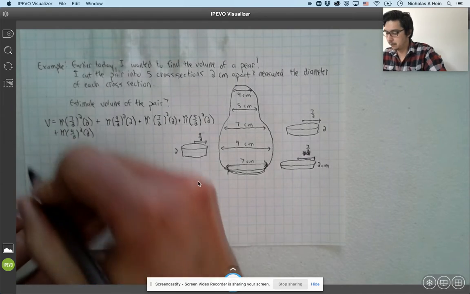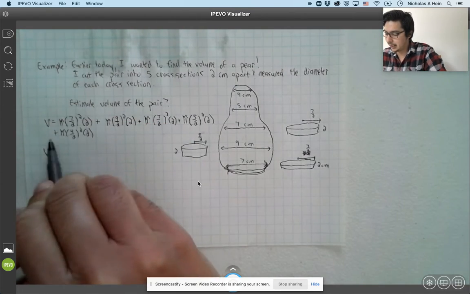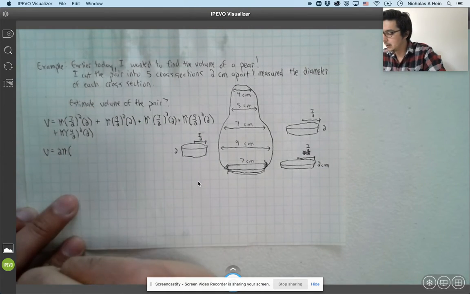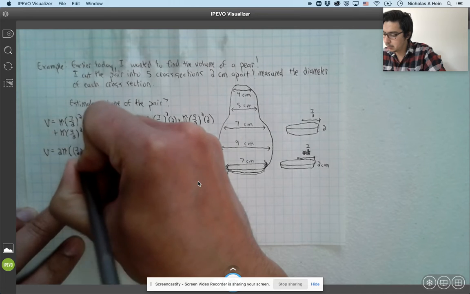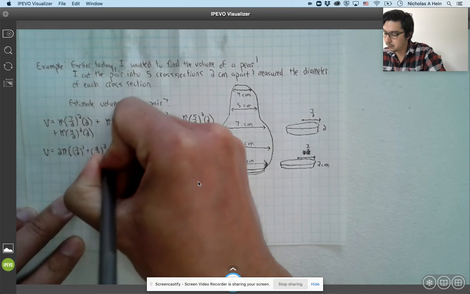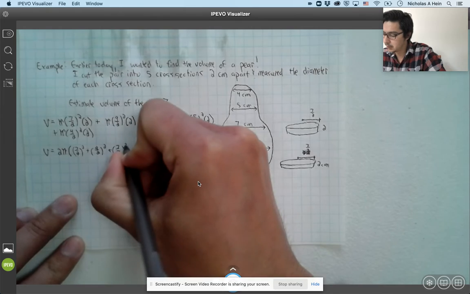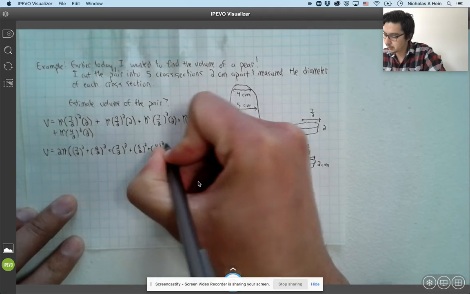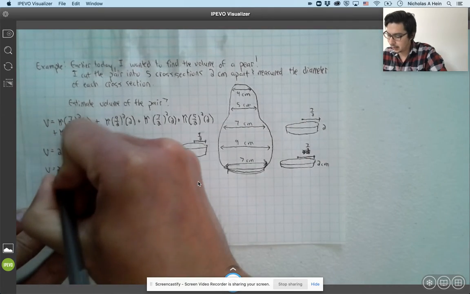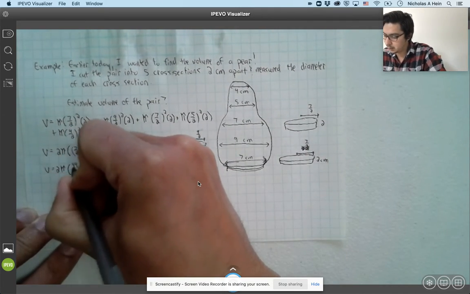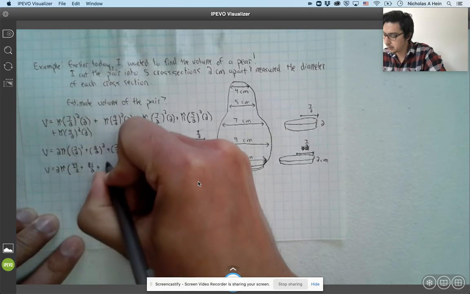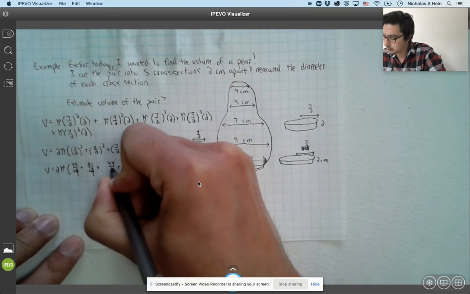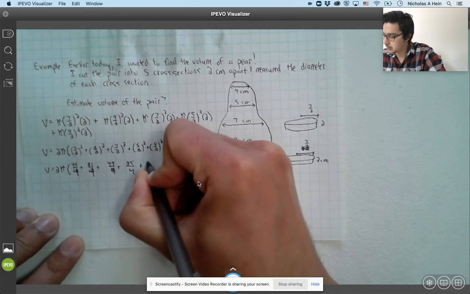Okay. Now, going through it, I guess I could pull out the 2 pi because that's in every single one of them. So I could write it as 2 pi times 7 over 2 squared plus 9 over 2 squared plus 7 over 2 squared plus 5 over 2 squared plus 4 over 2 squared. All right, and then let's see if I can calculate this out. So 7 over 2 squared would be 49 over 4 plus 81 over 4 plus 49 over 4. These are all over 4. 25 over 4 plus 16 over 4.